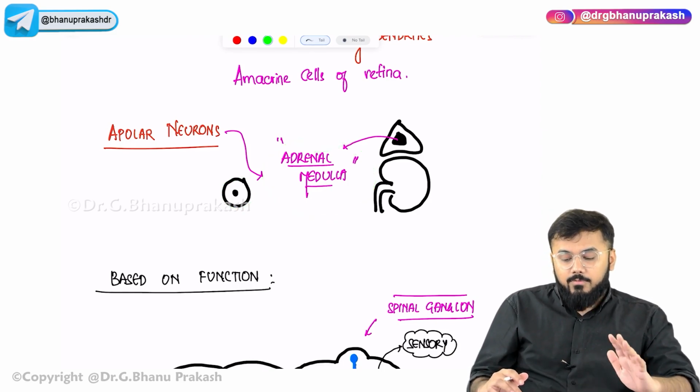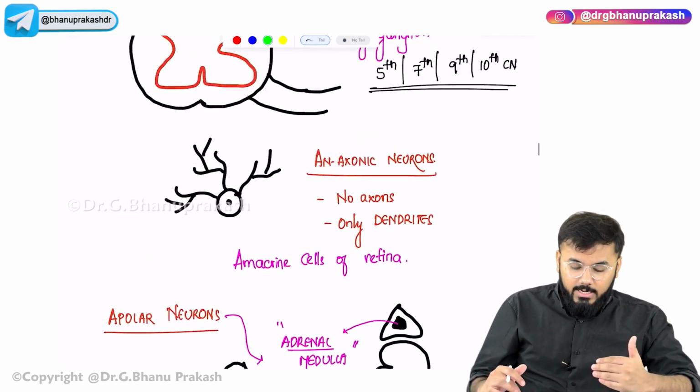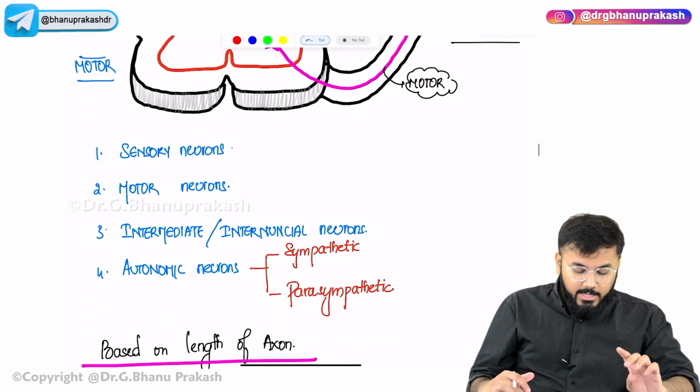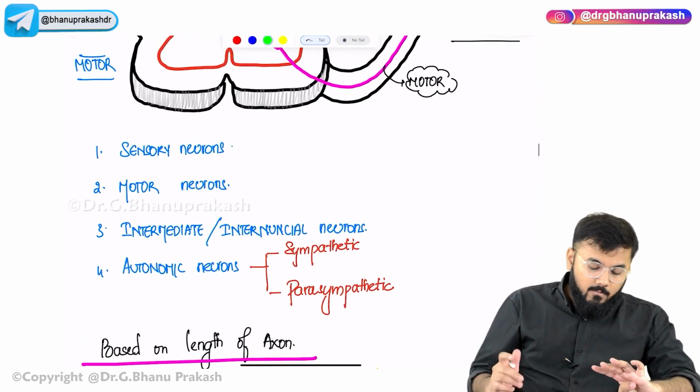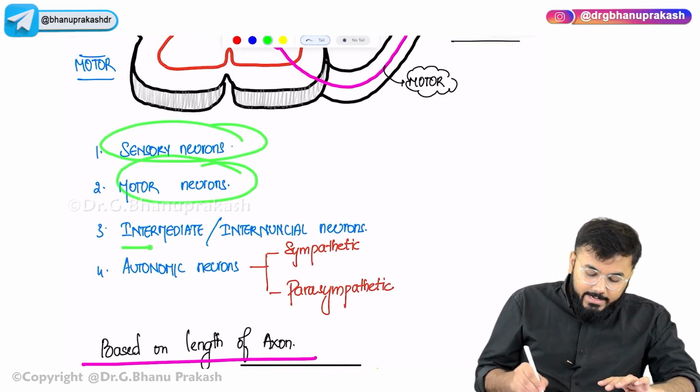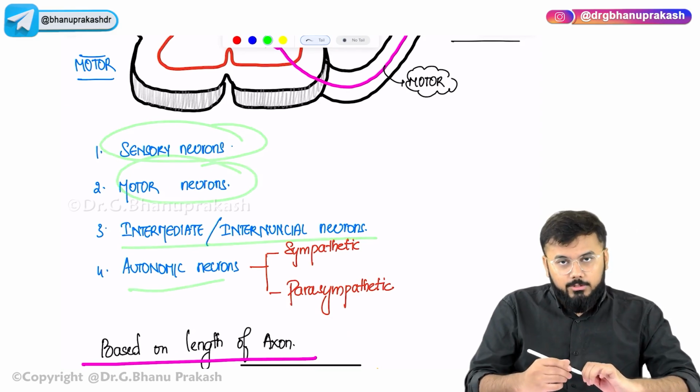So these are some of the very important things which you need to know regarding these neurons. Now based upon the function of neurons, there are four important types. One is called a sensory neuron, motor neuron, interneurons and autonomic neurons.